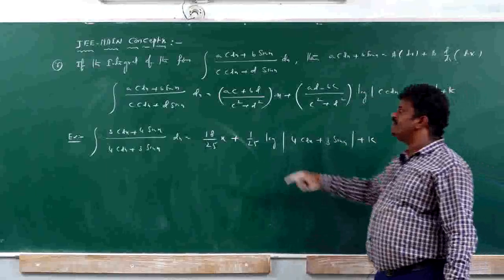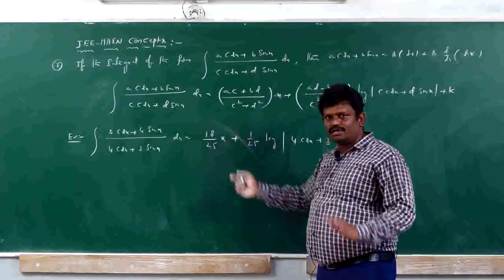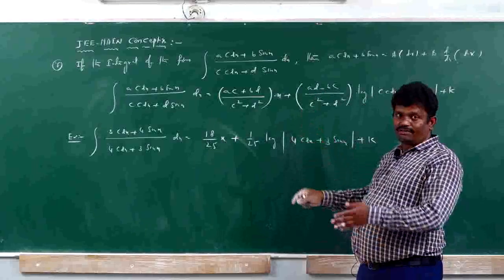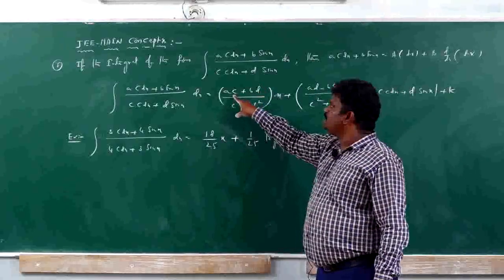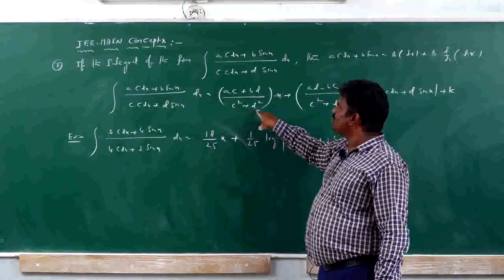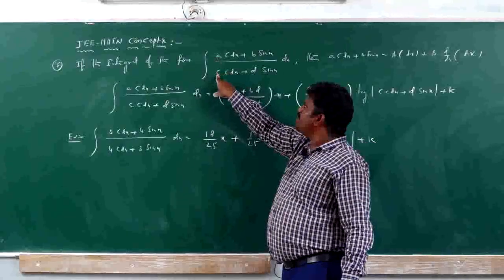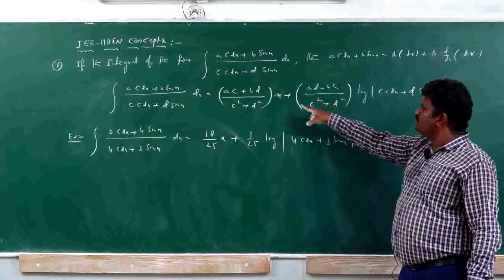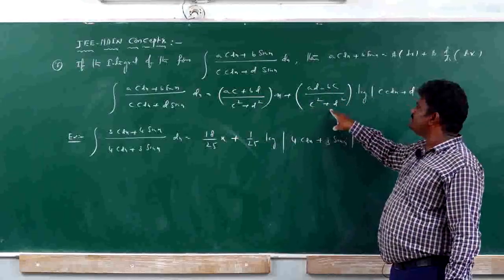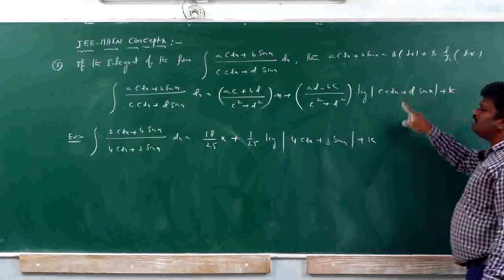Finally, if you remember this form, you can easily find the answer; otherwise it is a lengthy process. The result is (ac plus bd) by (c square plus d square) into x plus (ad minus bc) by (c square plus d square) into log of the denominator.